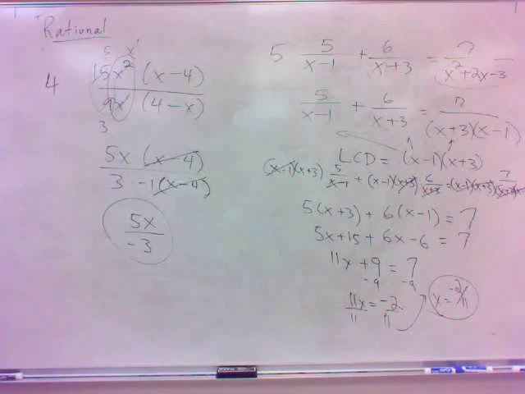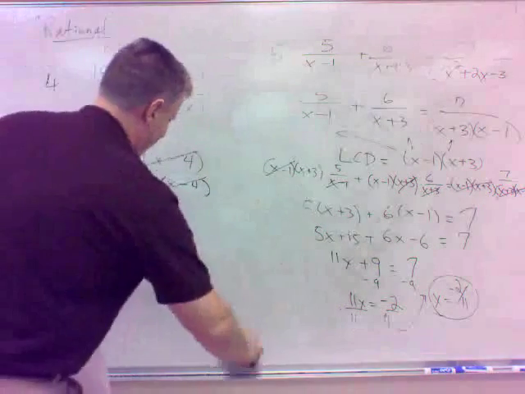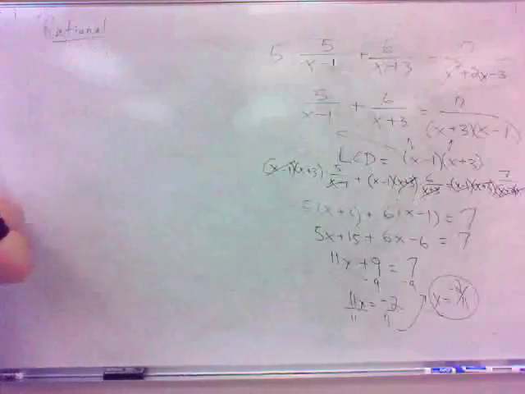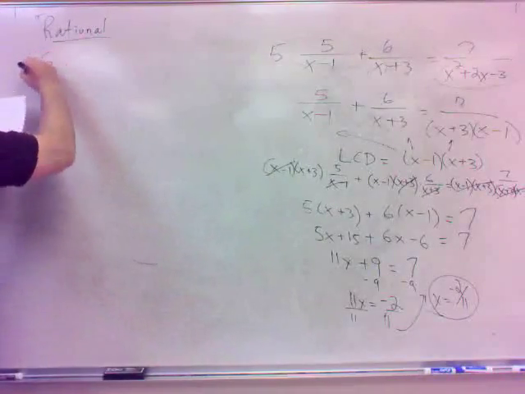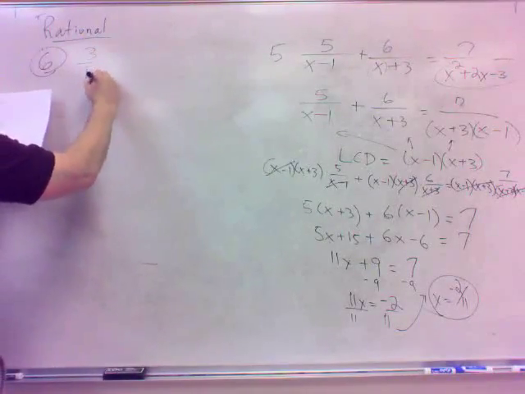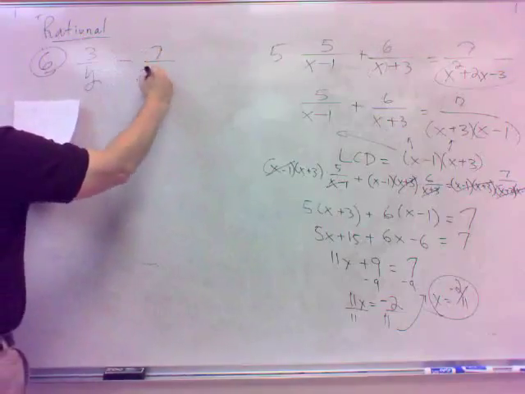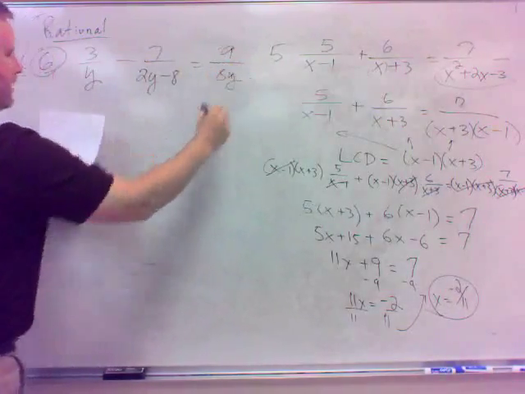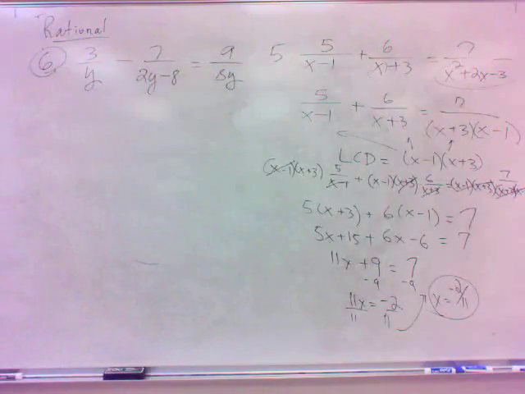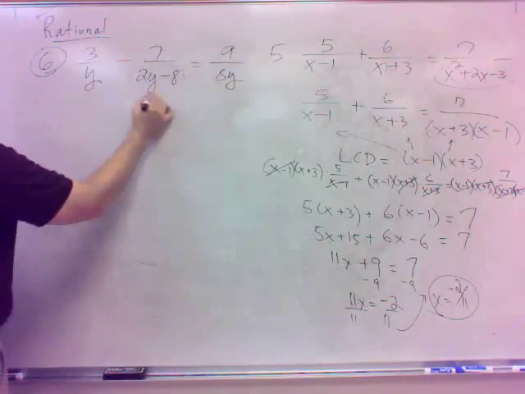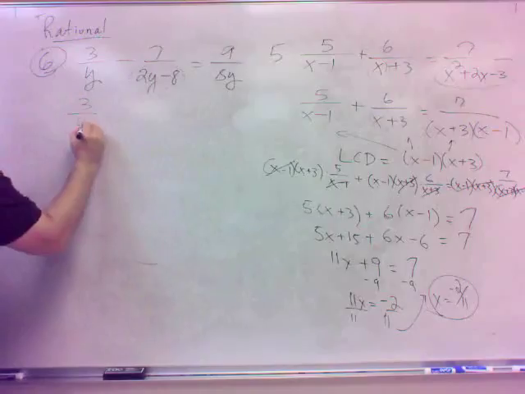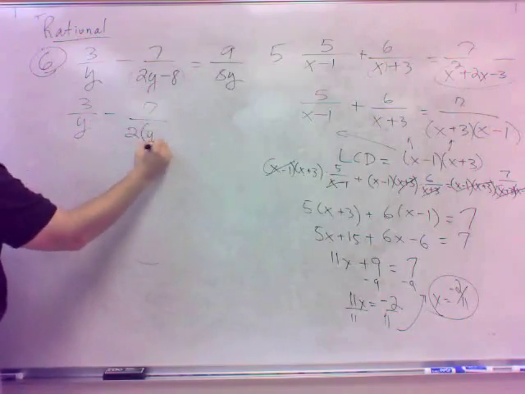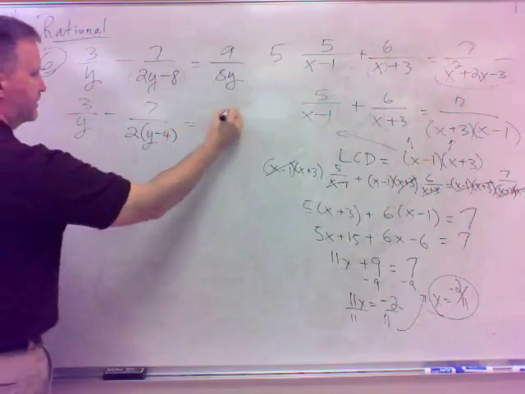Last page here. Number 6. Got a similar one to number 5. 3 over y minus 7 over 2y minus 8 equals 9 over 8y. Well, there's a denominator that's factorable, so I'm going to factor it first. Got a common factor of 2 in that one, so I'm going to pull out a 2, so make it 2 times y minus 4.